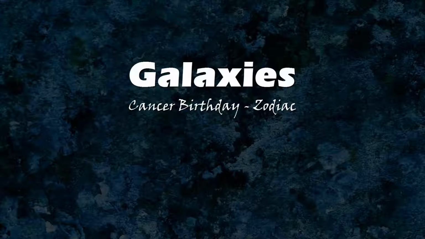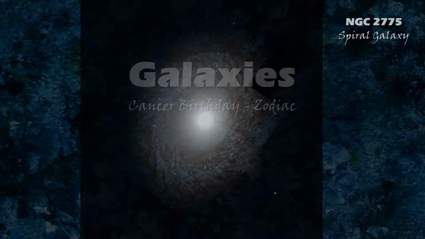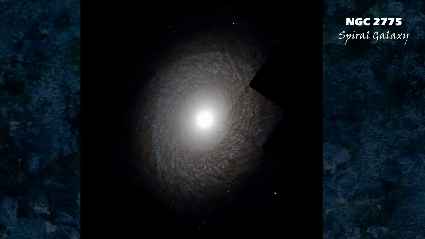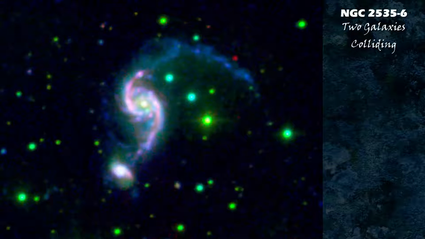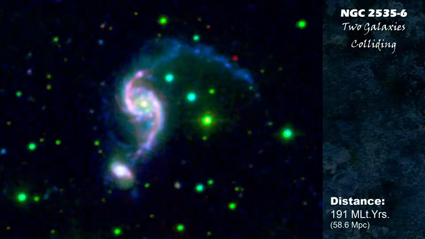Galaxies. NGC 2775 is a spiral galaxy about 55.5 million light years away. This view from the Hubble Space Telescope was patched together from several snapshots. NGC 2535 and NGC 2536 are companion galaxies interacting on a massive scale. They are estimated to be roughly 191 million light years away.